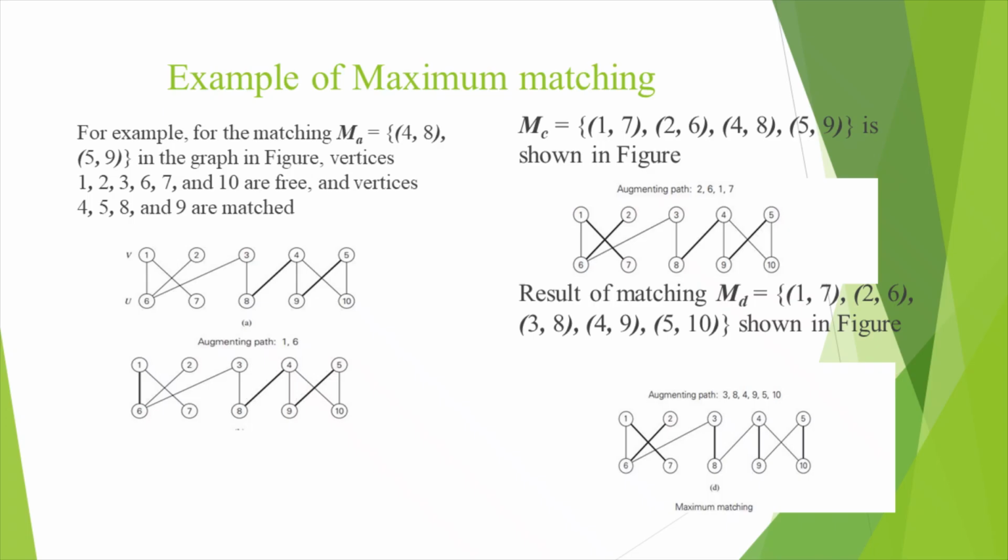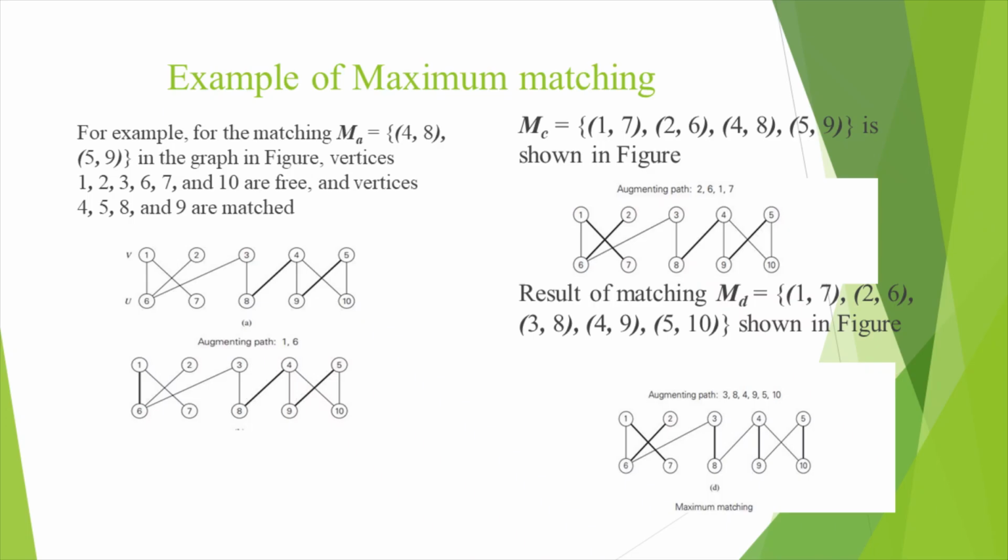In figure C, the augmenting path is from 3 to 8, 8 to 4, 4 to 9, 9 to 5 and 5 to 10. So after flipping, the new matched edges are 3, 8, 4, 9 and 5, 10. So the final outcome will be the matching pairs are 1, 7, 2, 6, 3, 8, 4, 9 and 5, 10. So the total number of matches is 5, which is the maximum possible for this graph, as each vertex in V is matched exactly once.